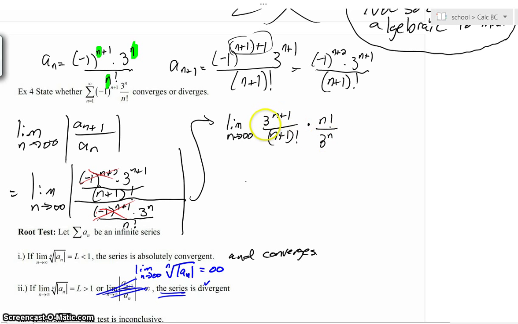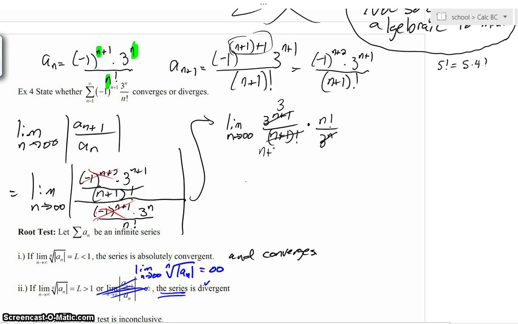This is a number of 3's multiplied together n plus 1 times. These will cancel out. You'll just have one more 3 remaining up on top. Now with the factorials, hope you remember that if I gave you something like 5 factorial, we could write that as 5 times 4 factorial.